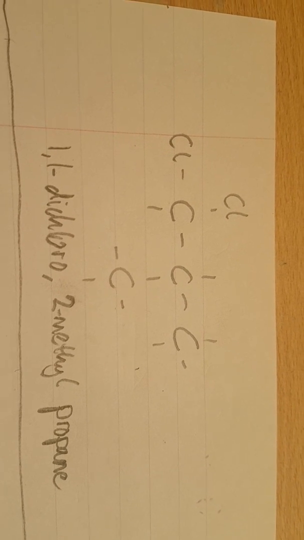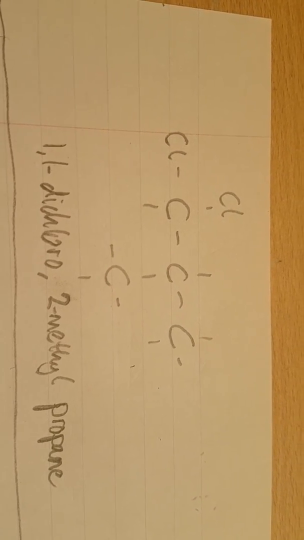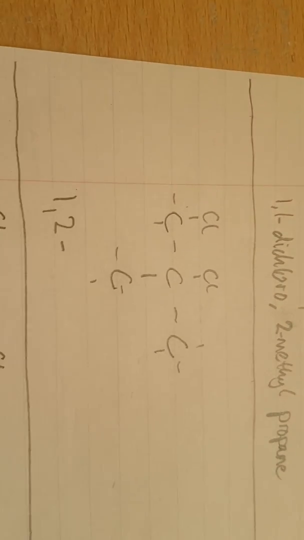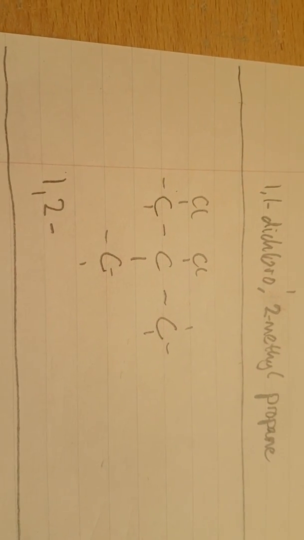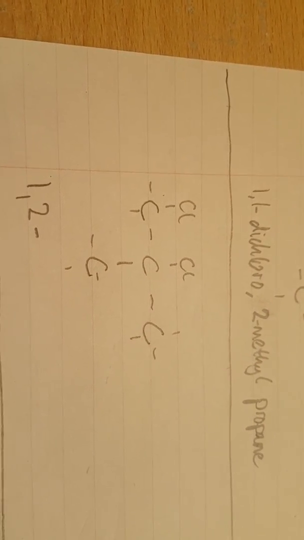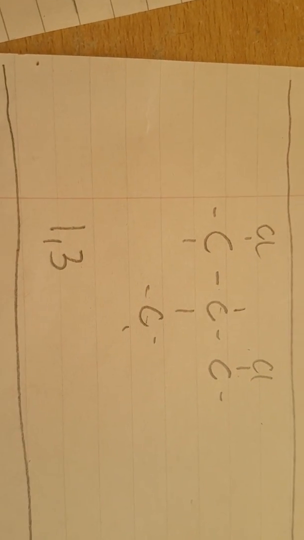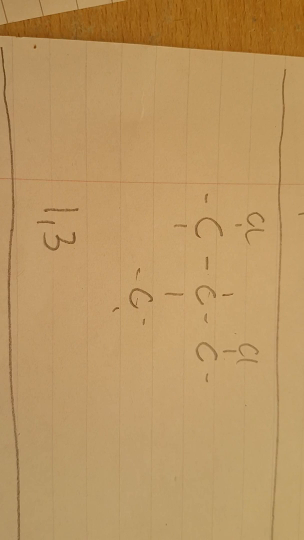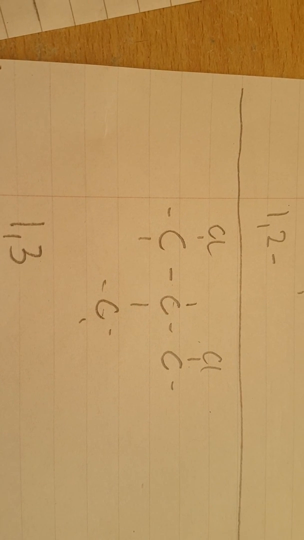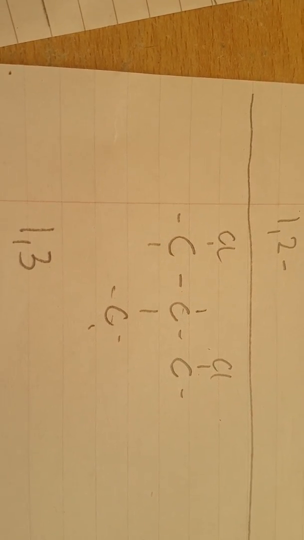1,1-dichloro-2-methylpropane. Hopefully you can all appreciate the logic of the name. Next, we have 1,2, still dichloro, 2-methylpropane. We can also have 1,3, and at that point, that is actually it. There are 9 isomers, and you've seen them all.